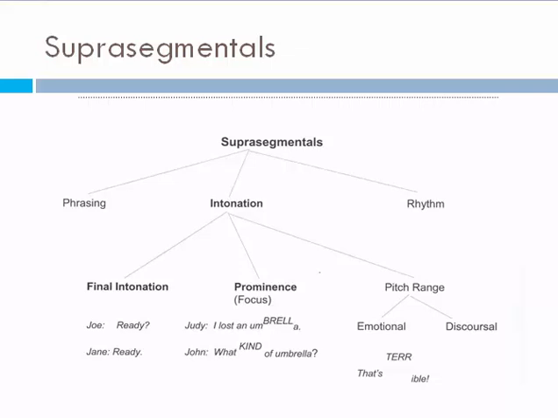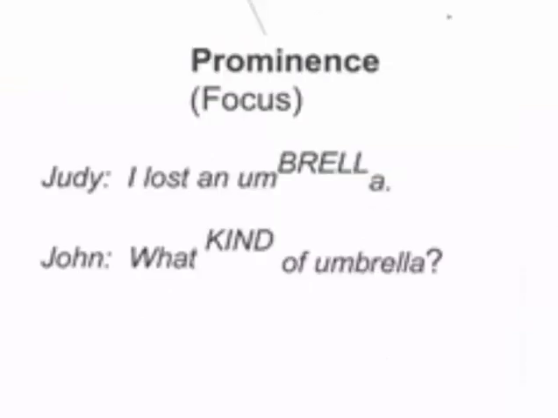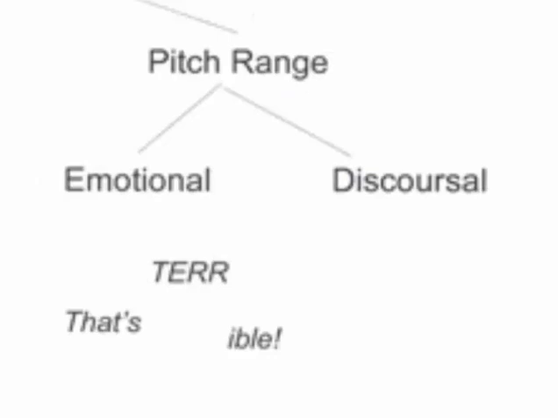Let's understand intonation a little bit better. Intonation is a suprasegmental. What does that mean? Suprasegmentals are those features in English that extend beyond the individual sounds. It has to do with the rhythm and music of the language. We have final intonation, for example, ready, ready. Prominence, which is the focus of the sentence. For example, I lost an umbrella. What kind of umbrella?